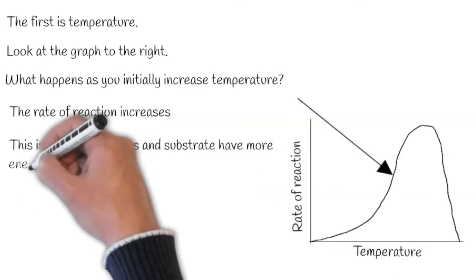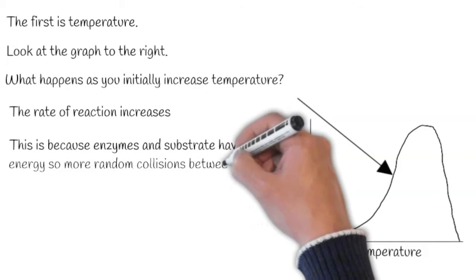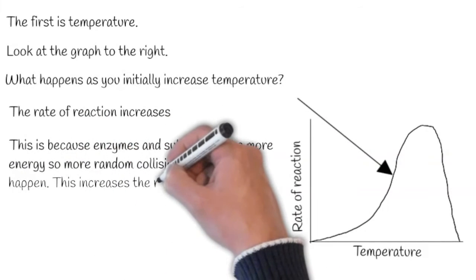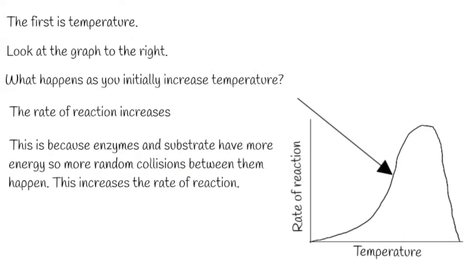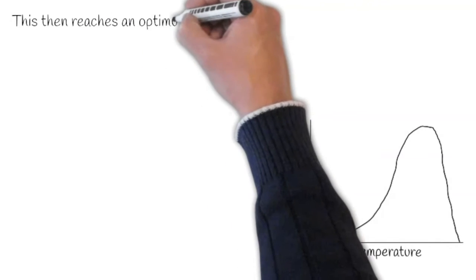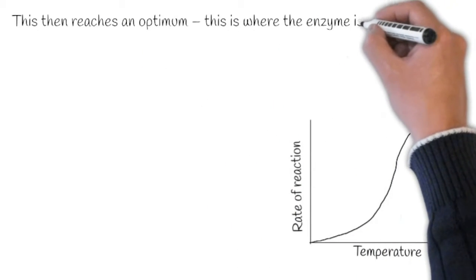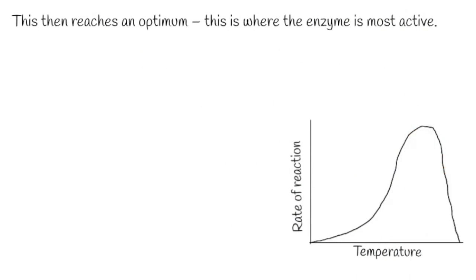This is because enzymes and substrate have more energy, so more random collisions between them happen. This increases the rate of reaction. This then reaches an optimum. This is where the enzyme is most active. That's here in the graph.